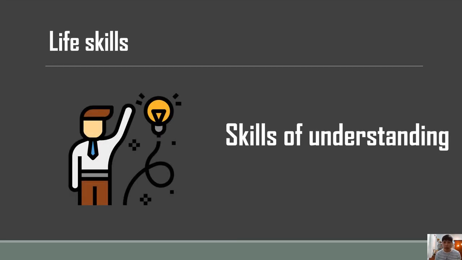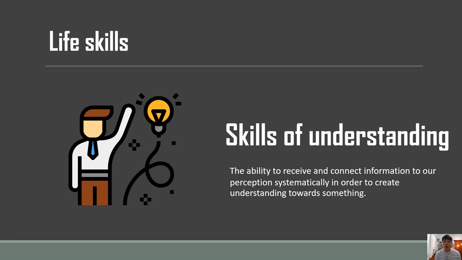The next one. Let's talk about the skill of understanding. This is the ability to receive and connect information to our perception systematically in order to create understanding towards something. Okay, so this is very important. When you listen to someone or you read something, one thing that you have to do is receive that information and then connect the information in your perception. That means you have to be able to link all the information that you perceive.